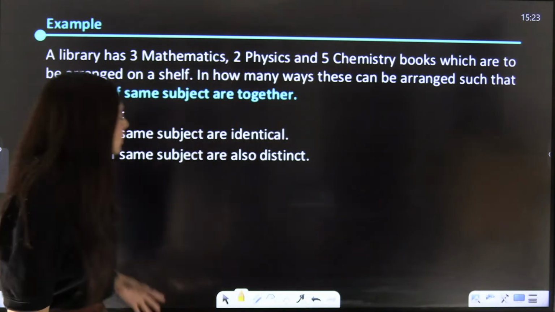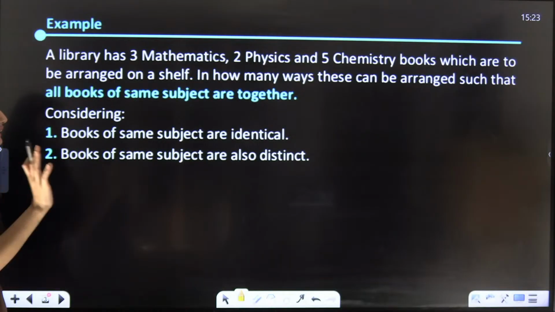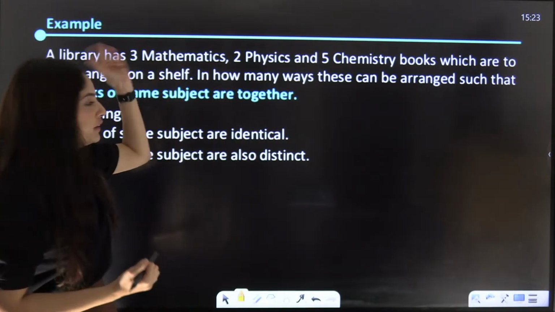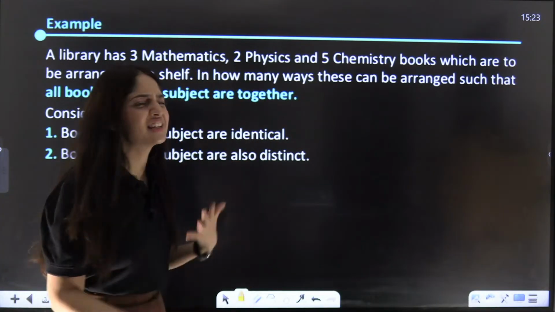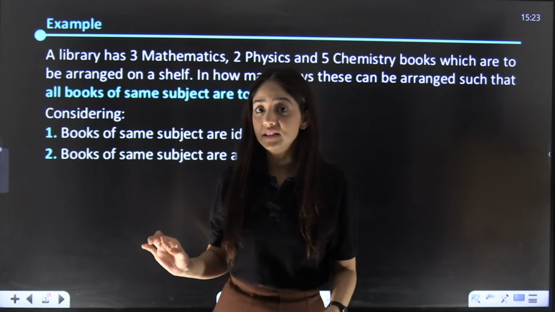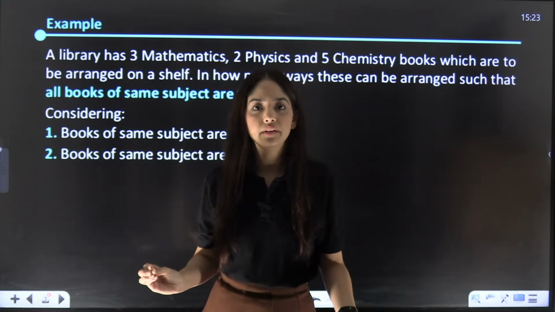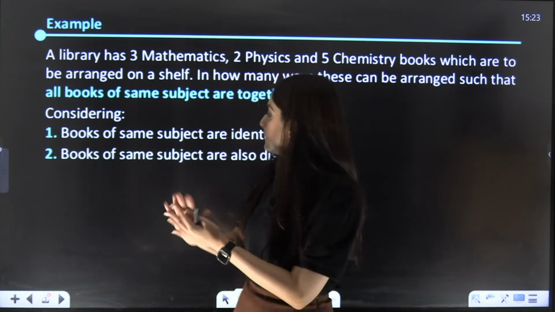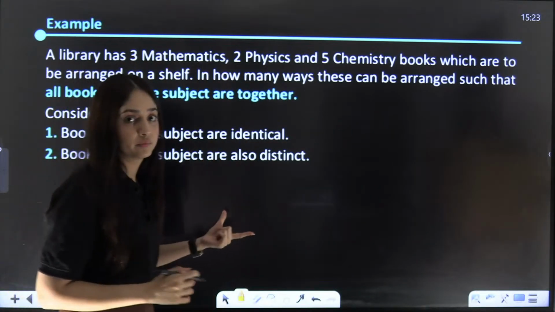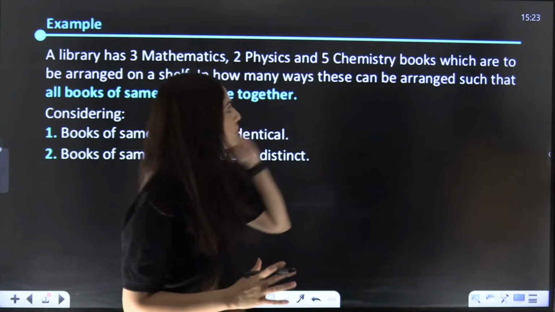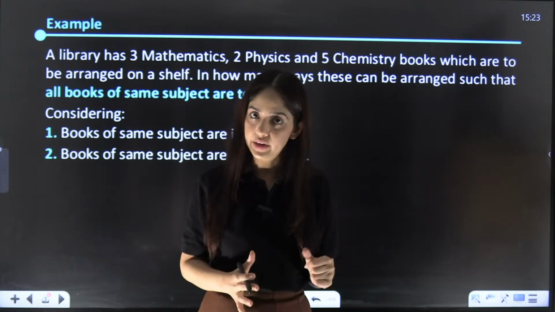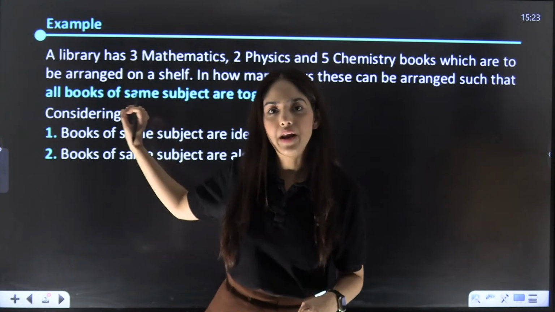Now, we have 2 options. Either these books are identical. For example, they're all NCERTs. We just have 3 copies of maths NCERTs, 2 copies of physics NCERTs, and 5 copies of chemistry NCERTs, but they're the same book, in which case it won't matter what order these books are in. The second case is that they are distinct. Books of the same subject are also distinct. That means we have 5 different chemistry books and 3 different maths books, in which case the order is going to matter. So let's take a look at this one by one.